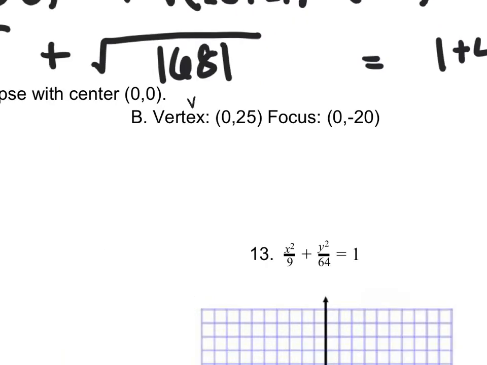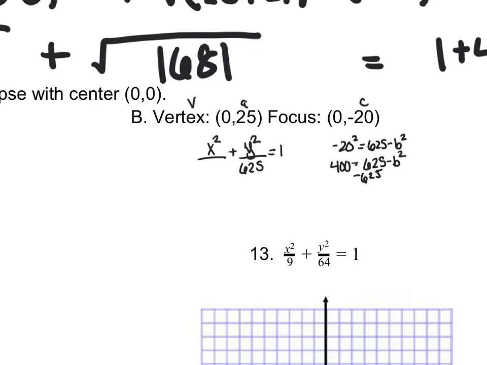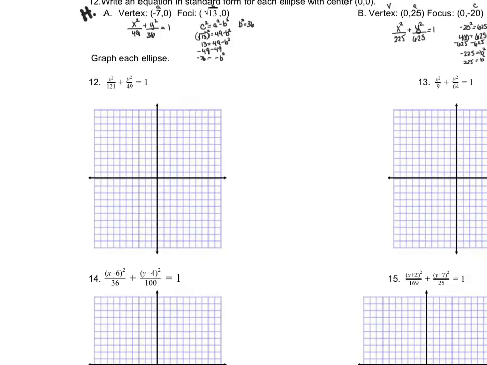So we definitely know that this is vertical, so this is my a, this is going to be my c, so x squared over plus y squared over, vertex 25 squared is 625, equals 1. So negative 20 squared equals a squared, which is 625 minus b squared. 400 equals 625 minus b squared. Ooh, so negative 225 equals negative b squared. So b squared is 225. Alright, so let's graph.